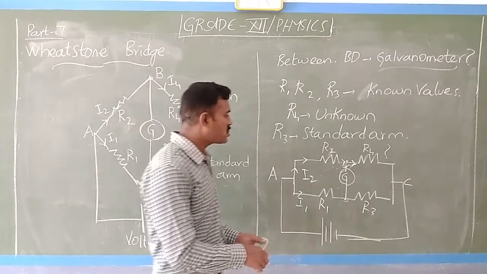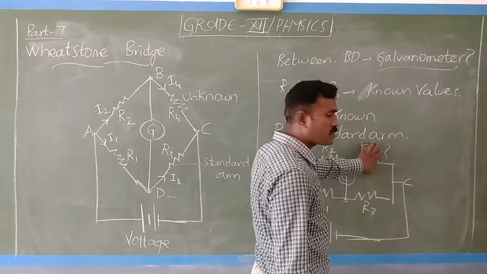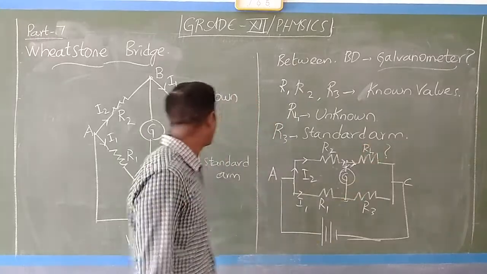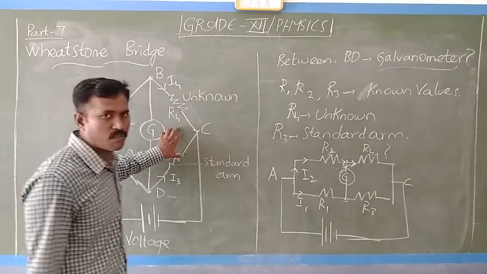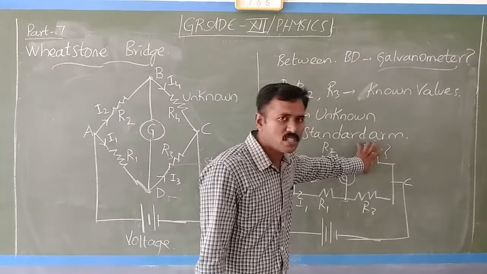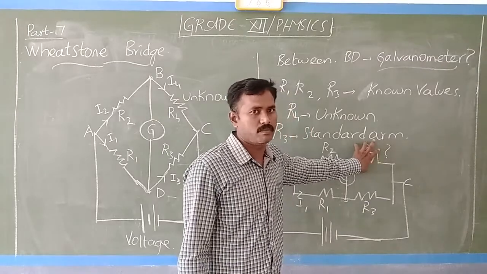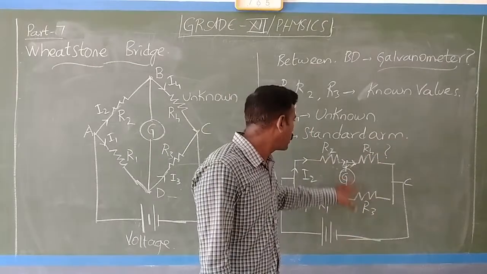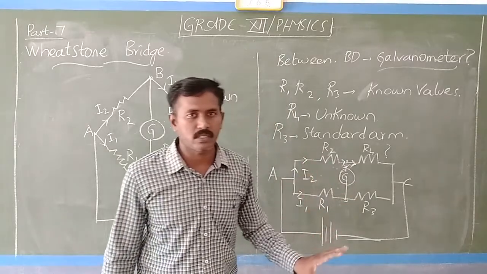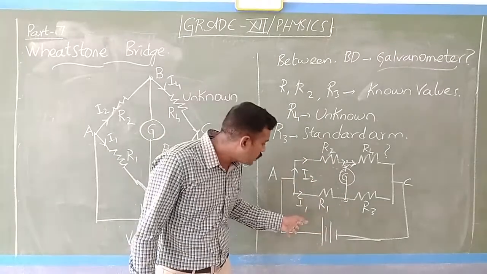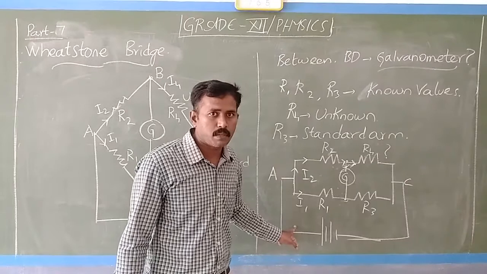So initially, what have you done? You have connected an unknown resistance. What is the unknown resistance? That is R4. R4 would initially have been connected here. Then a galvanometer is also fixed. When you give a supply, what happens?